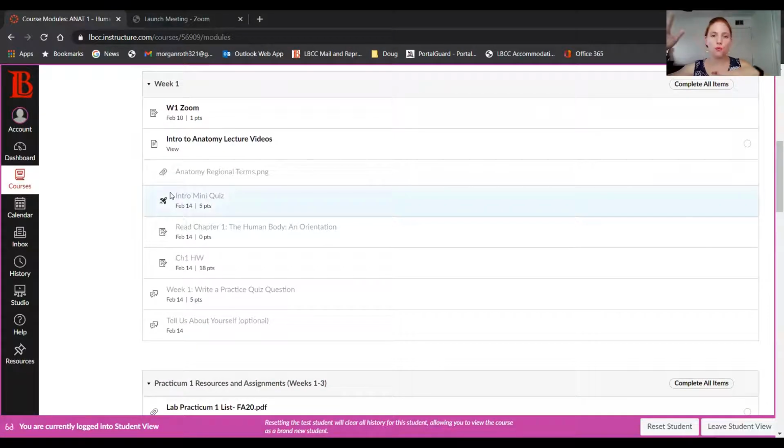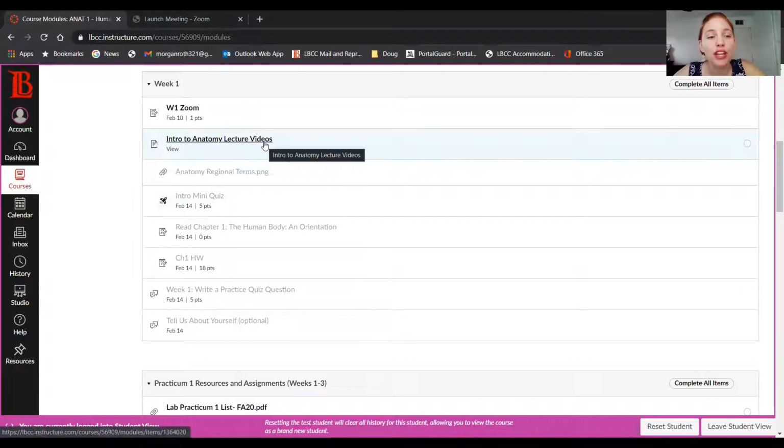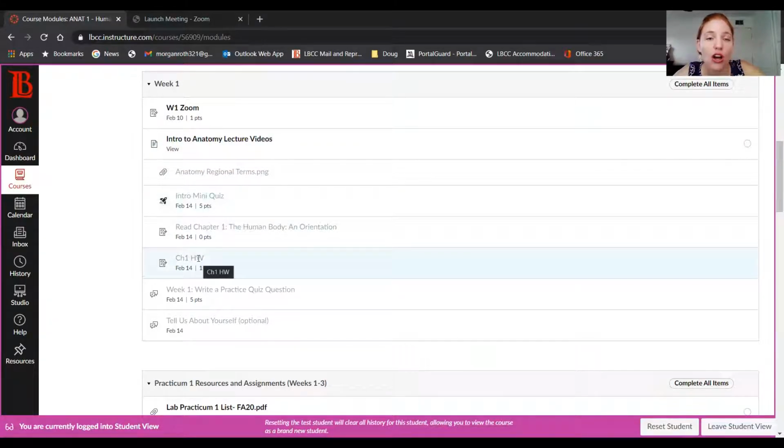The general format and layout of these: you're going to watch the lecture videos, and then you're going to take a quiz, and then you have a homework for that chapter. And then you're going to write a practice question and answer two questions from other people. And then I also have a just-for-fun post, hopefully to help us create some community and make sure that we feel like we know people in the class and don't feel alone.